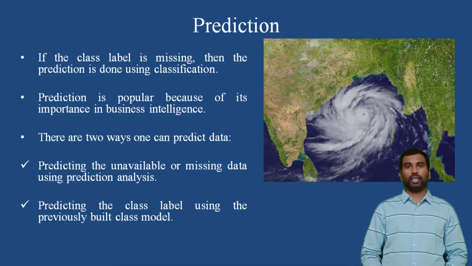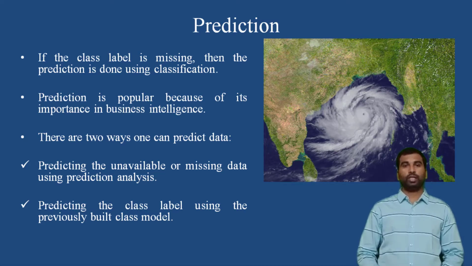If the class label is missing, then the prediction is done using classification. Prediction is popular because of its importance in business intelligence. There are two ways one can predict the data. The first is predicting the unavailable or missing data using prediction analysis. The second is predicting the class label using the previously built class labels.